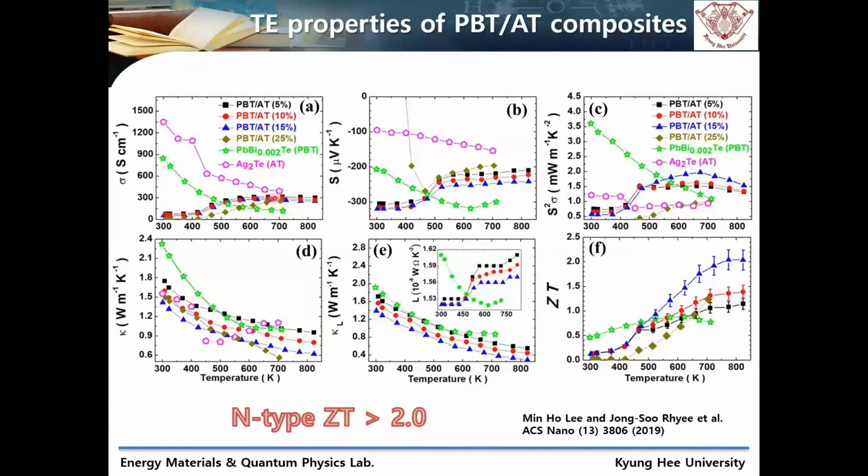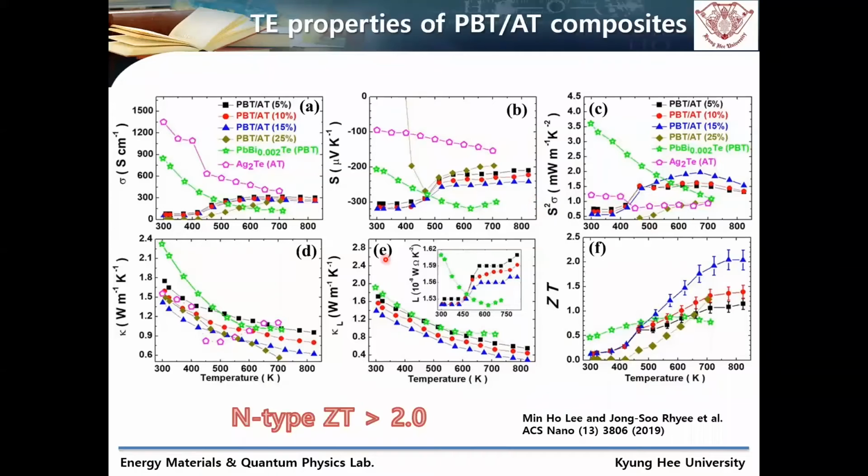In the case of the Seebeck coefficient also, when we consider the structural phase transition temperature, the Seebeck coefficient shows step-like behavior. This is the beta phase and this is the alpha phase. Therefore, a sharp transition can be seen between the beta phase and alpha phase. And also, the power factor is high in the high temperature range.